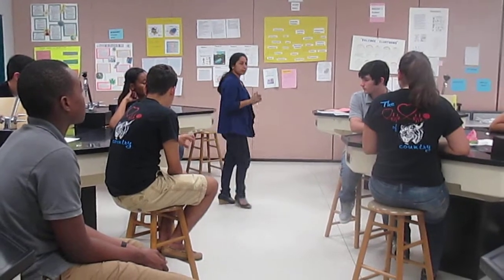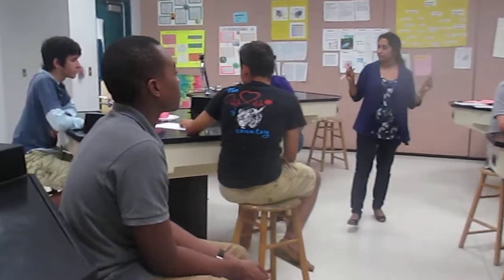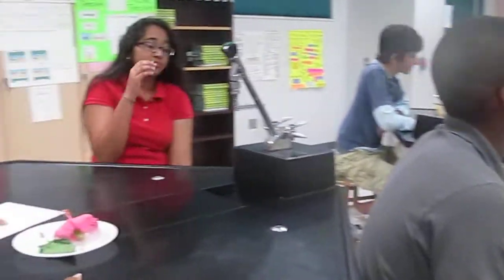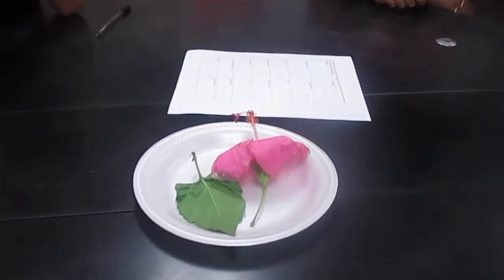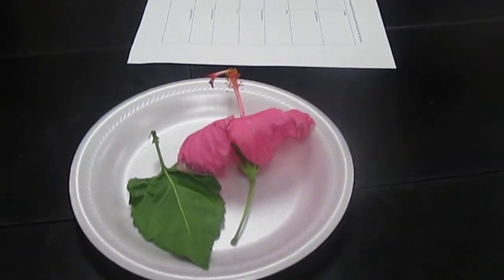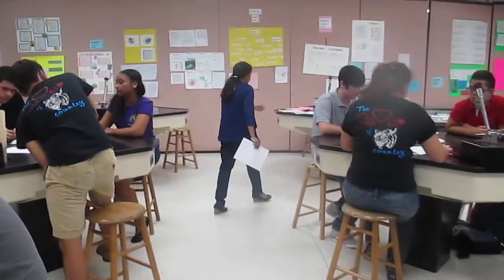Okay? So every group has one flower. There's a hibiscus flower in every group, and there's a dissecting sheet that is a handout that I have given you. This is what it looks like. There's a handout in every group, and please look at the flower. Cooperatively you can work in groups, and look at the flower please. This is a hibiscus flower.